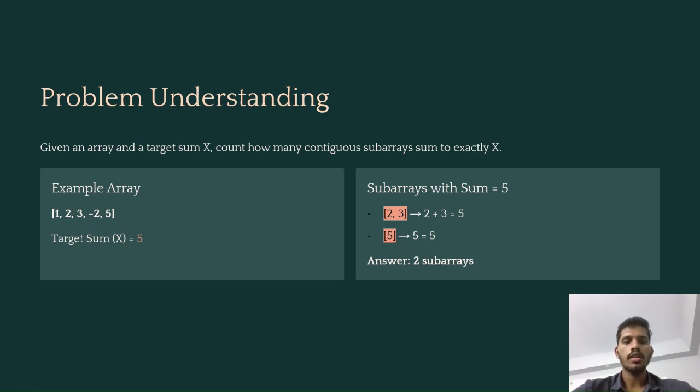We'll get an array and also a target sum x. We have to find the contiguous subarrays whose sum is equal to the target. Let's take an example. In this example, this is the array and this is the target sum. The target sum is 5. We can see here that the subarray 2, 3 sums to 5 and the subarray 5 is itself the target sum. So we have a total of 2 subarrays whose sum is equal to the target. This is the problem. So let's see what the approaches are.